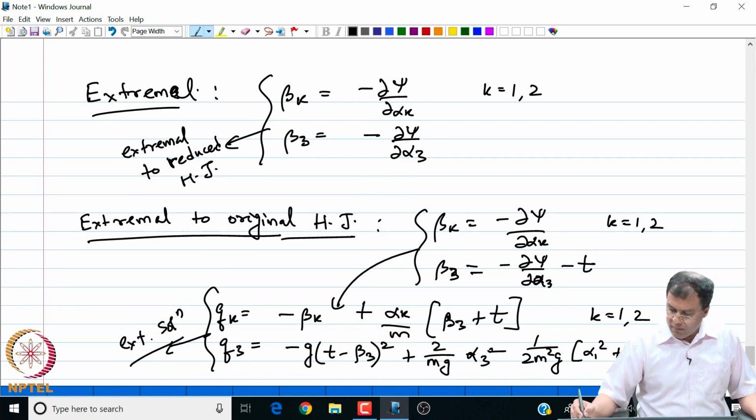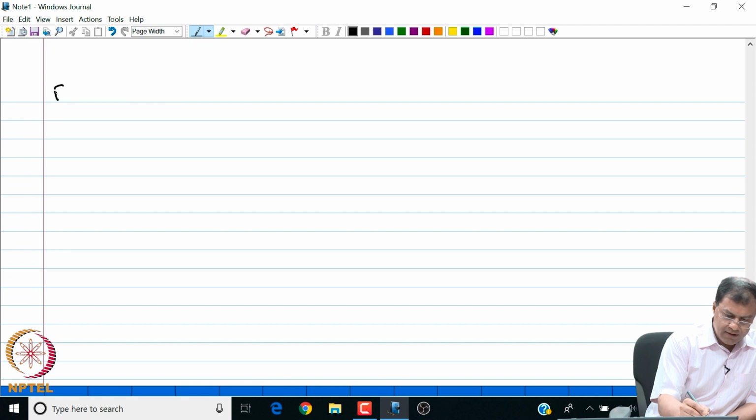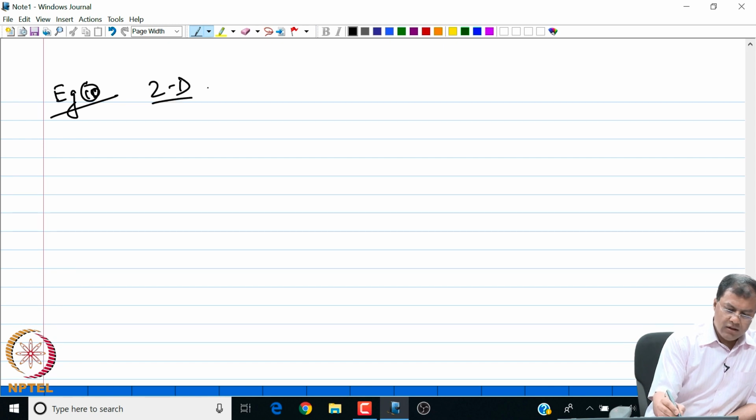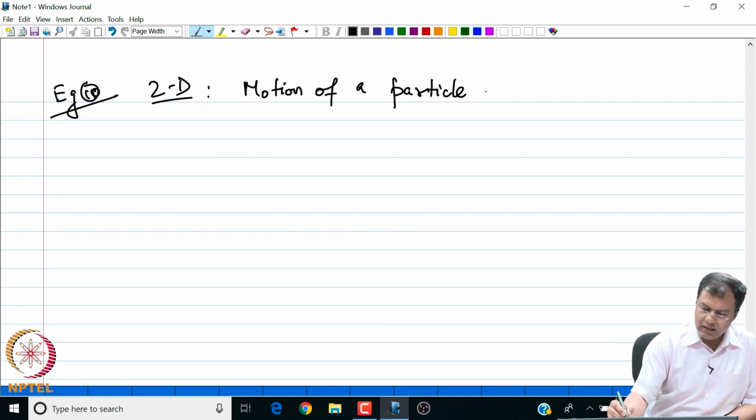So, let us look at one more example. The other example that I have, example number 10. This is a problem in 2D, and the problem says that we have to look at the motion of a particle in a plane.